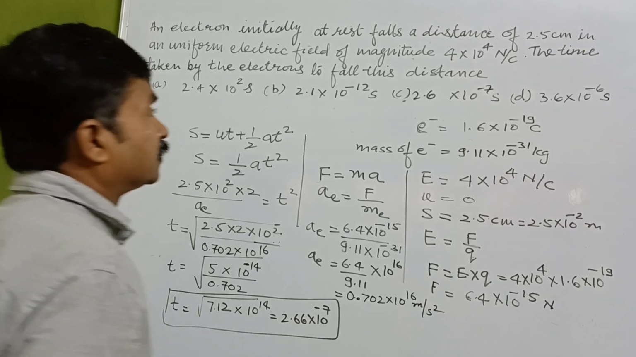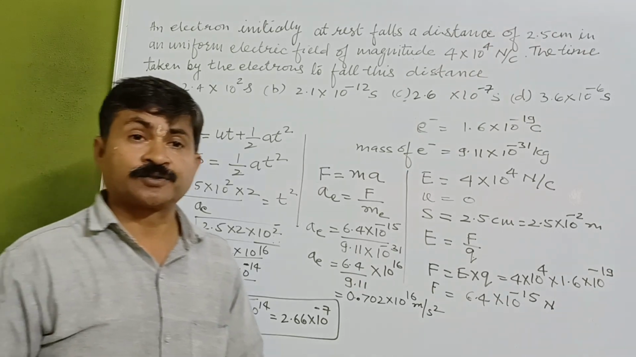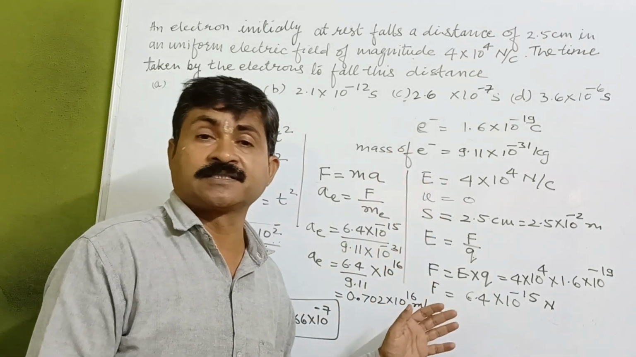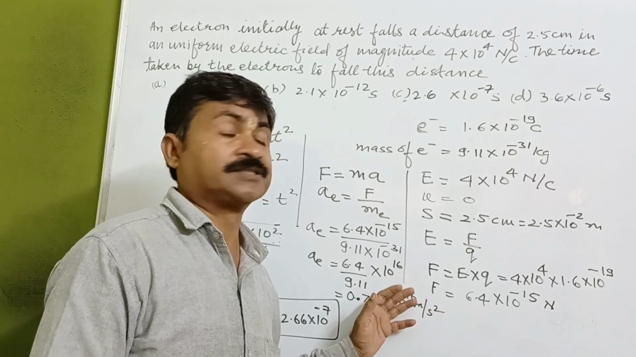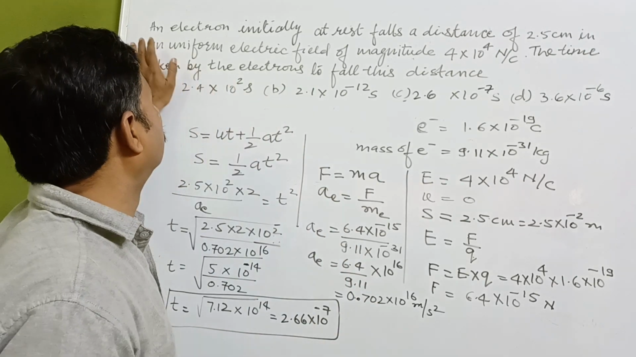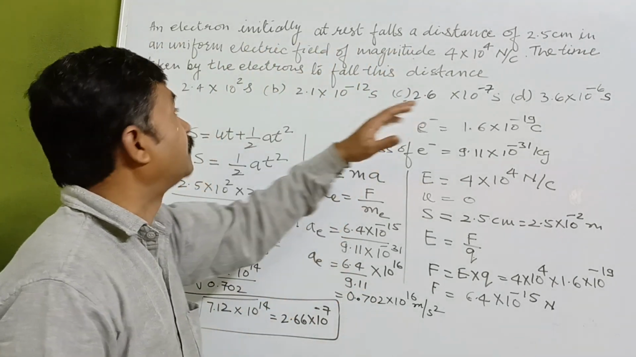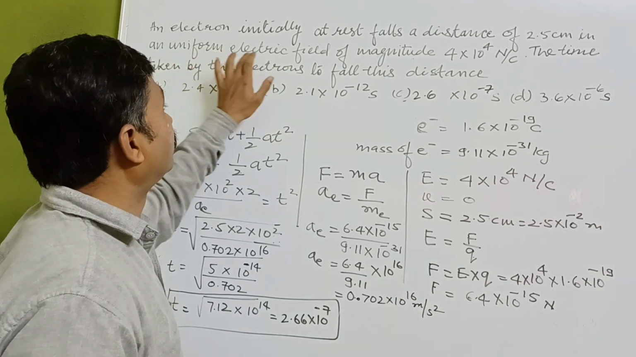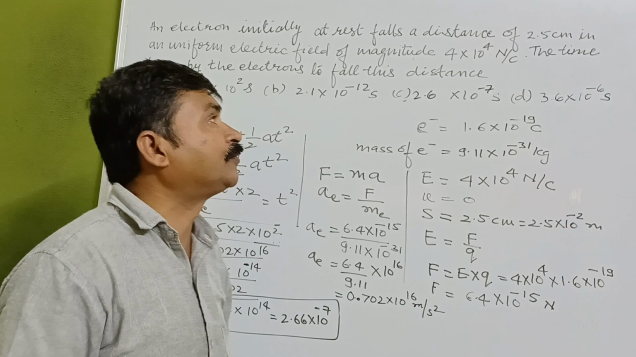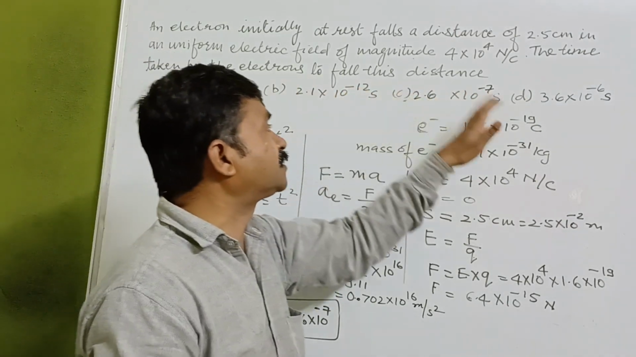Dear students, here we are having a question which is based on electrostatics. We are continuing with the series of numericals on electrostatics. So here I have gone through the question. We have an electron initially at rest that falls a distance of 2.5 centimeter in a uniform electric field of magnitude 4 into 10 raised to the power 4 Newton per coulomb. We need the time taken by the electron to fall this distance.